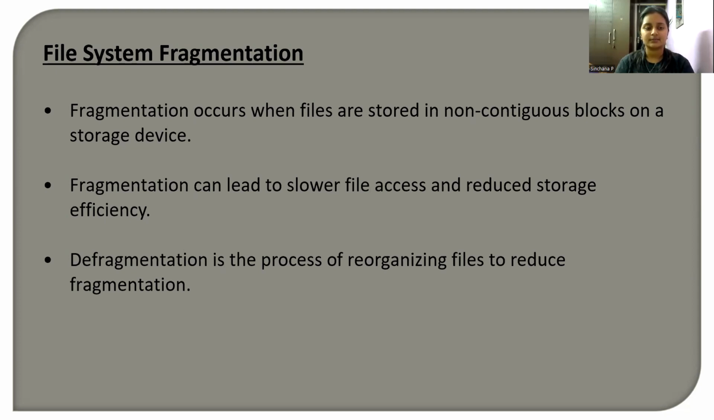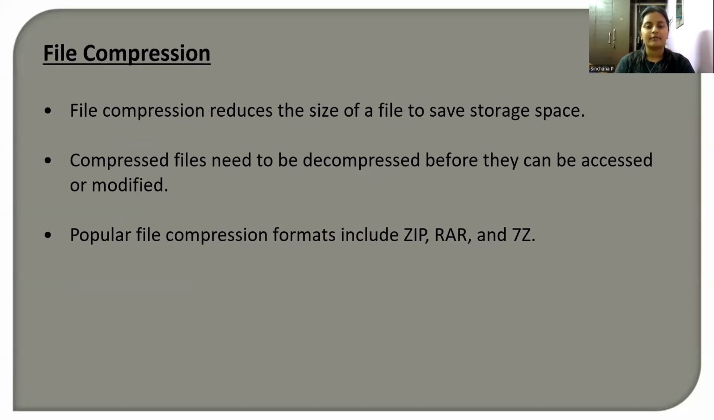Next is file compression. File compression reduces the size of a file to save storage space. Compressed files need to be decompressed before they can be accessed or modified. That is the file compression. Popular file compression formats include ZIP, RAR, and 7Z. This is all about file compression.